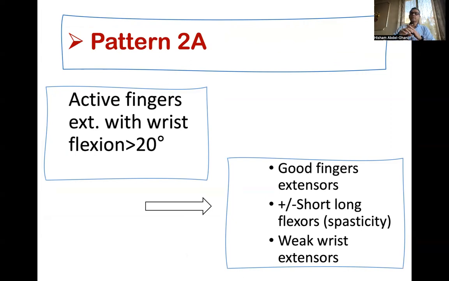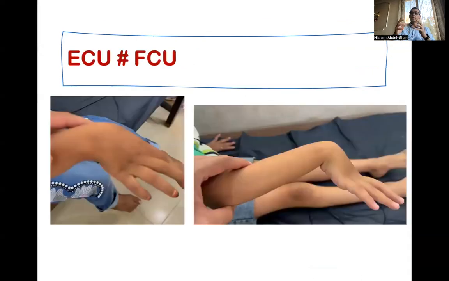And in this case, the wrist extensors may be very weak. So the patient, to achieve wrist extension, has to do finger flexion, and by the finger extensors, he can extend the wrist. If the long flexors are short, he has to relax them by flexion and then do extension of the wrist. So this pattern helps in diagnosing where the problem is.